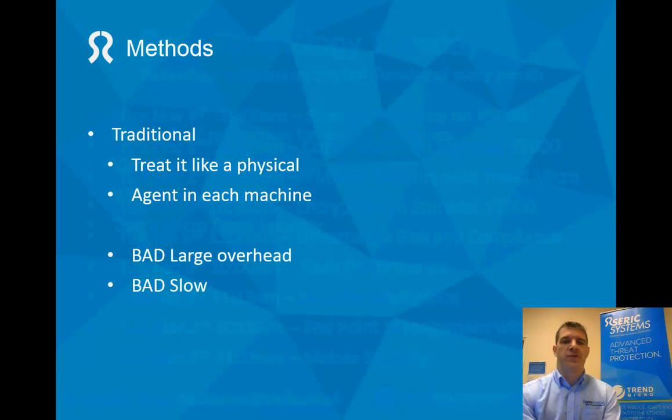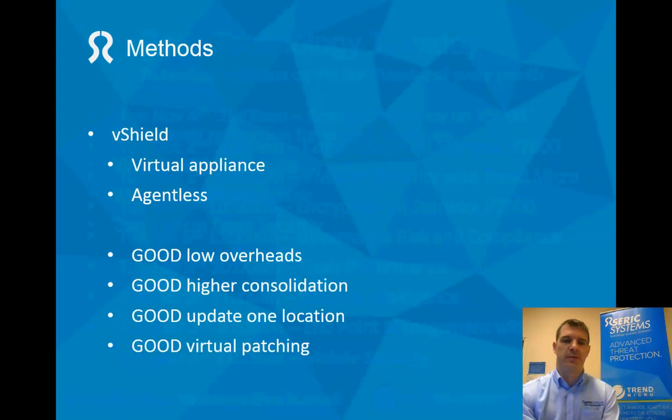So there's this new method of doing it for virtual machines, and for VMware it's called vShield. vShield is a virtual appliance way of doing things, and it's agentless. That virtual appliance does the antivirus and the protection for all the virtual machines there. So as you can imagine, it's much lower overheads and allows high consolidation. You've got just the one place to update, and it's pretty good with virtual patching.